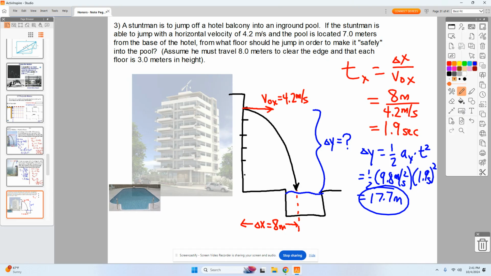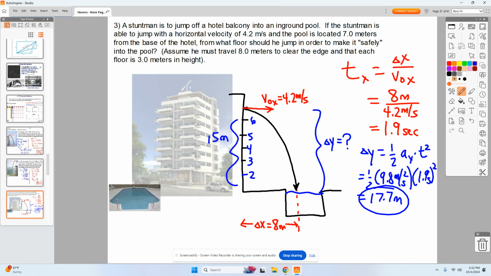Would you guys agree? So, you are thinking that it's the 6th floor, but it's got to be the 7th floor. The reason is that this is the 2nd floor, that's the 3rd floor, that's the 4th, that's the 5th, and that's the 6th. If you say it's the 6th floor, that's only 15 meters up. You would have to actually jump from the 7th floor.